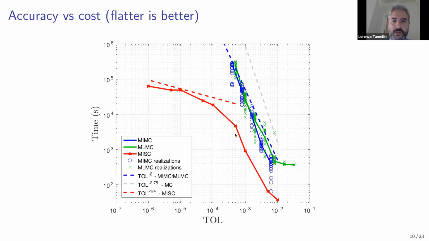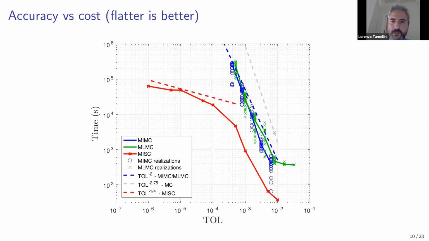And this is the result that we get when we try to compute here. The goal is the approximation of the expected value of a functional of the solution. So here you see a bunch of colored lines. The plot shows tolerance versus time. So the flatter is the better, because it means that I can push it to small tolerances without having a blow up in the time.